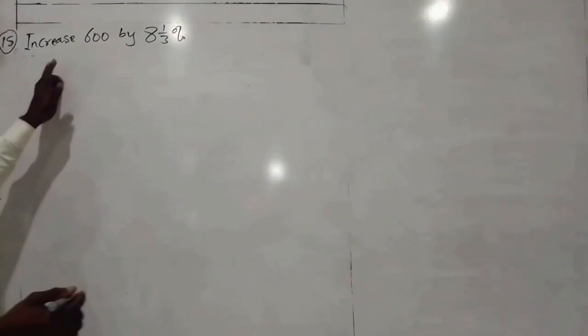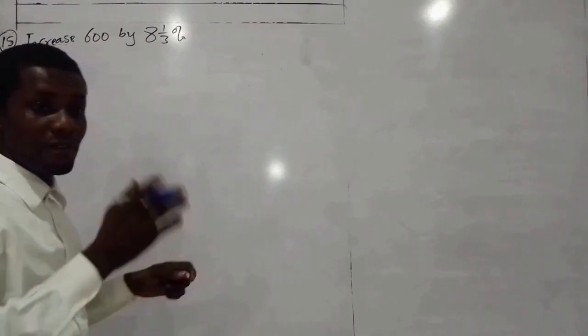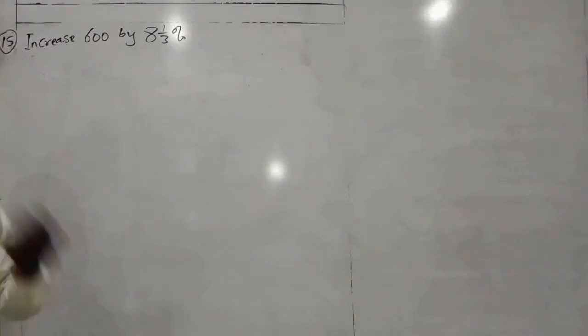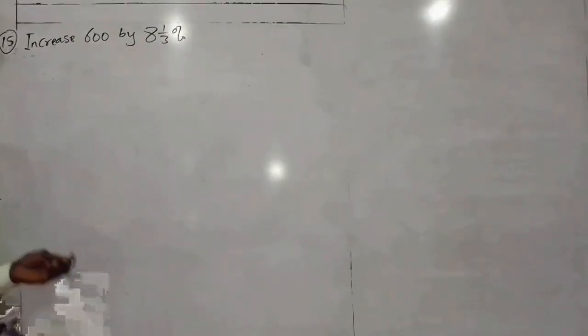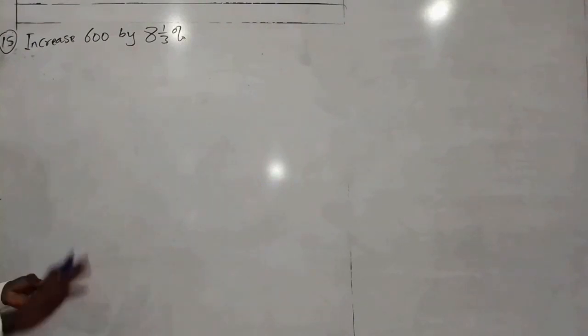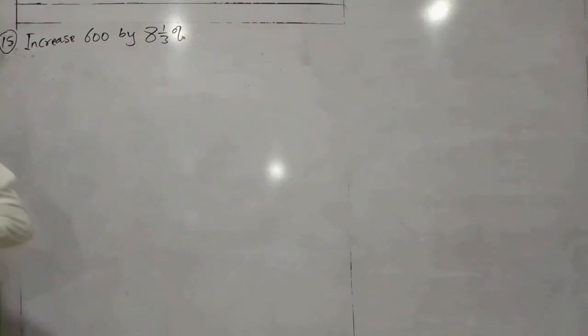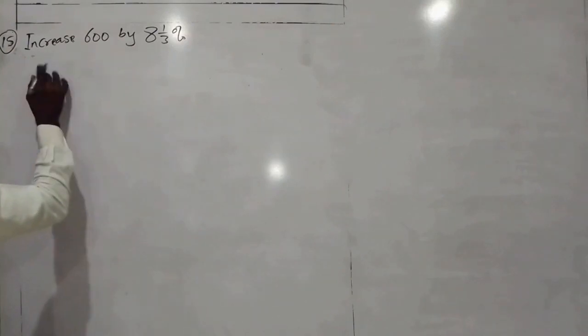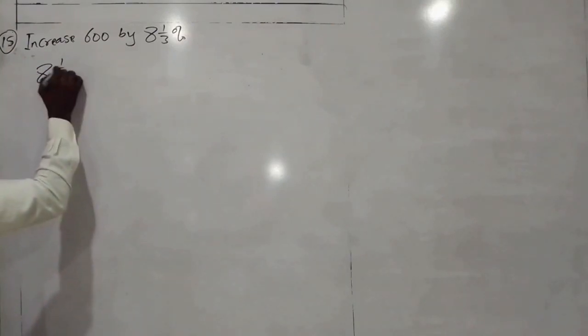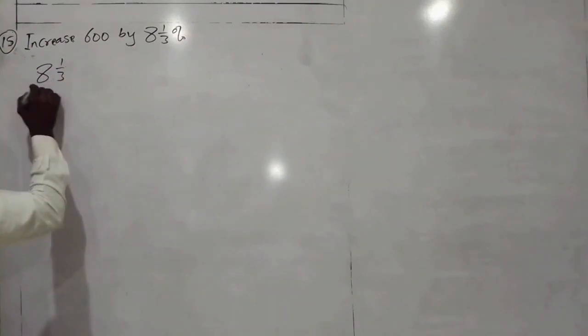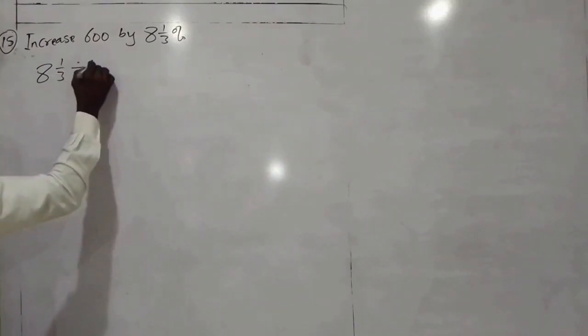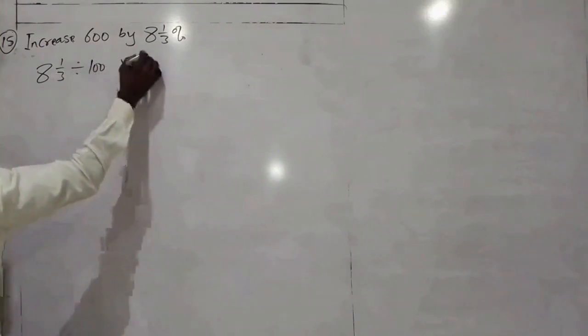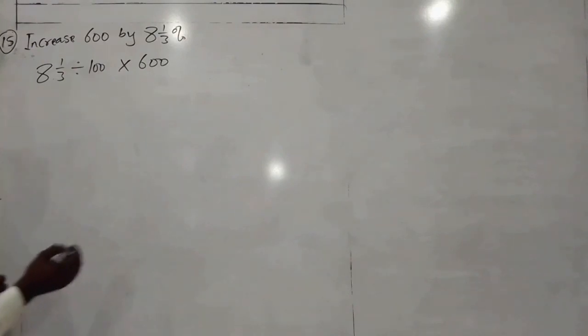This is another aspect of percentage. We have increase percent and decrease percent. When we are increasing, we are adding. When we are decreasing, we are what? Subtracting. Now, how are we going to go about this? We have 8 whole number 1 over 3 divided by what? By 100. Now times the number we want to increase.